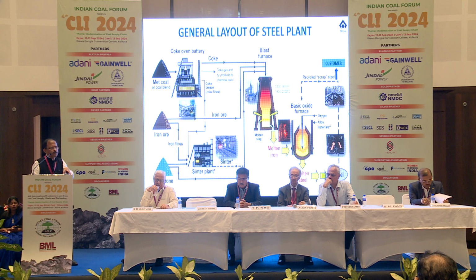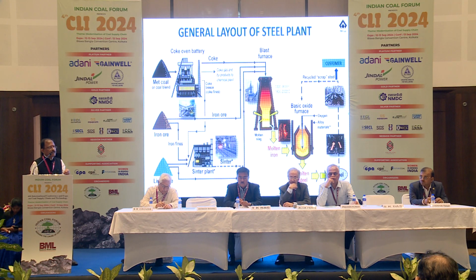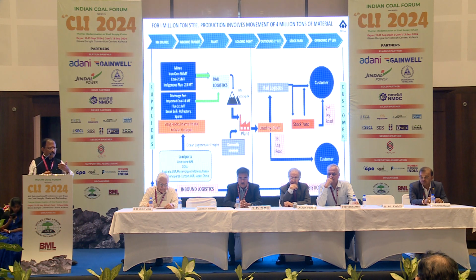So in the basic oxygen furnace, we refine that iron, and after that you get the final output, the crude steel, which you process in a different step, and that goes to the customer as a finished product, as steel products. Whatever scrap is generated in the process, you recycle back through your basic oxygen furnace. So it's the general inbound and outgoing logistics of a normal steel plant.